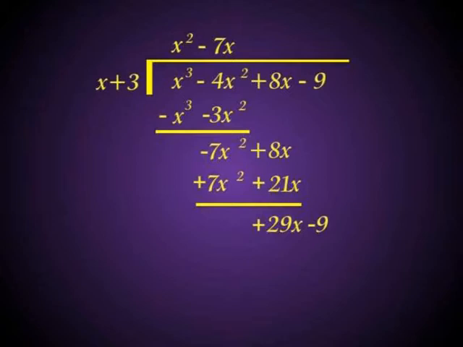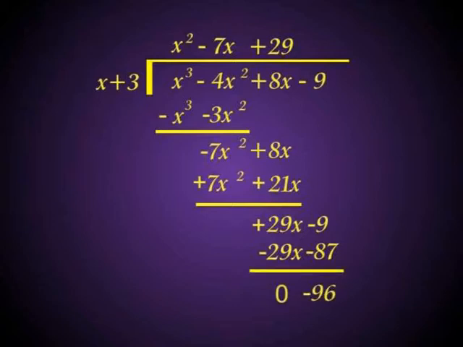29x divided by x is going to give us positive 29. 29 multiplied by x is going to give us 29x. 29 multiplied by 3 is going to give us positive 87. Change the signs. 29x minus 29x is equal to 0. -9 minus 87 is equal to -96.